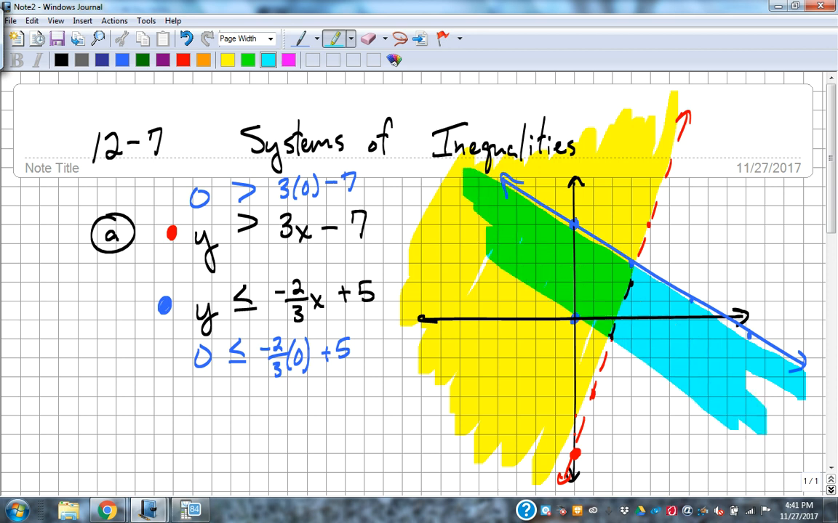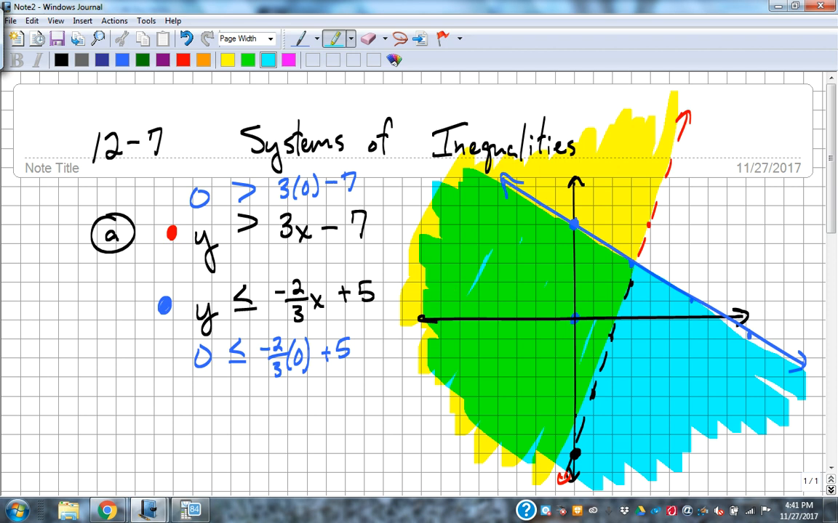And the solution is the green part there, the overlapping of those colors. So this is your solution area for that problem. Overlapping there.